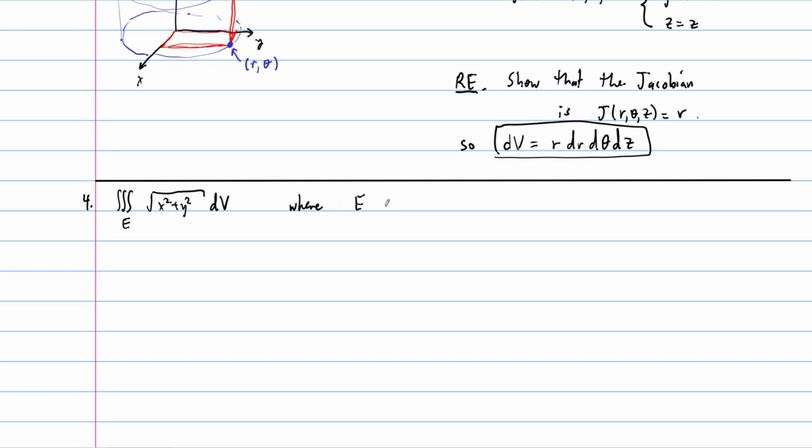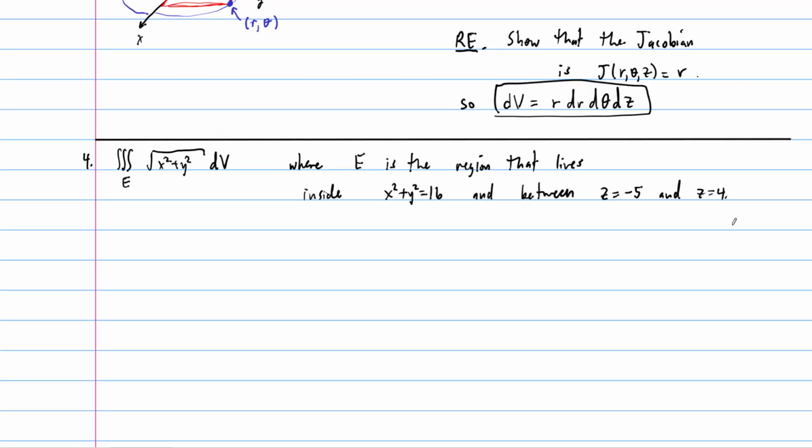So on this one, E is going to be the region. This is a 3-dimensional region. So E is going to be the region that lies inside of the cylinder. I'll just write the formula, but this is going to be a cylinder. So inside of the cylinder x squared plus y squared equals 16, and between 2 planes, between the planes z equals -5 and z equals 4.